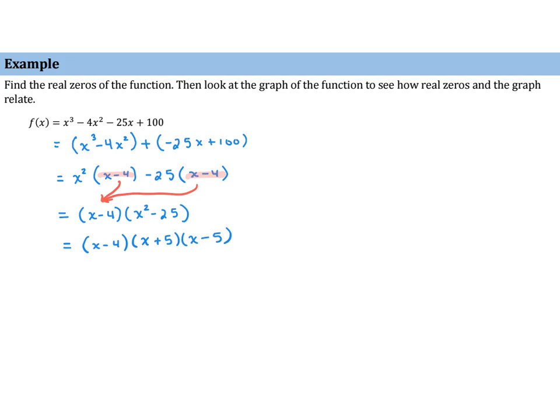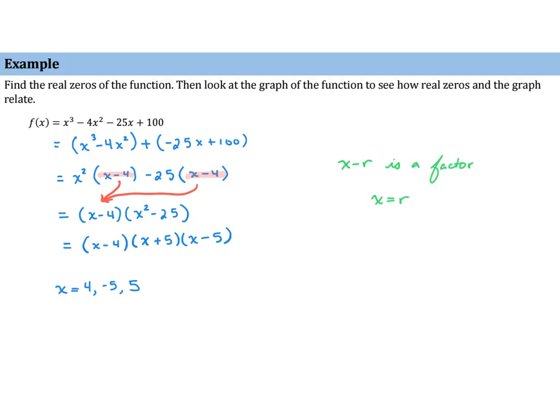So now we know from the previous theorem that if x minus r is a factor, then x equals r is a solution of the equation, or x equals r is a zero. So we know that our answer is x equals 4, negative 5, and 5.